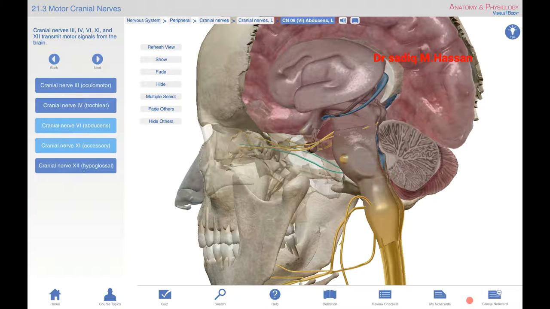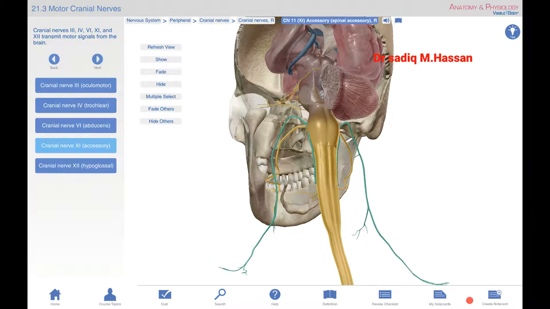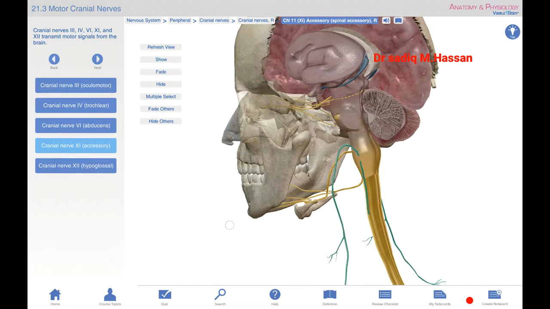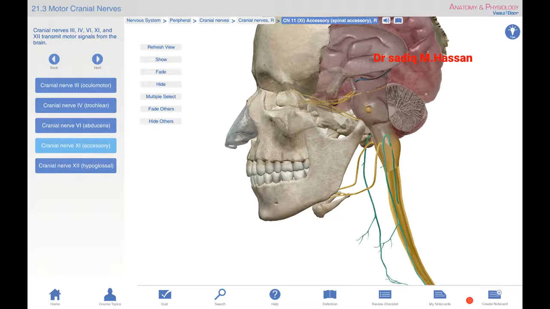Let us see the accessory nerve, which is 11. This is a long nerve. This long nerve moves the trapezius muscle and the sternocleidomastoid. Two important muscles. The sternocleidomastoid and trapezius are very strong muscles in the neck. So this is what we call the accessory nerve.